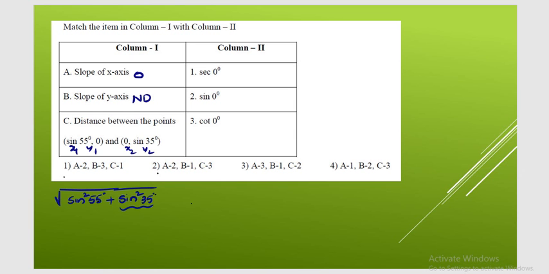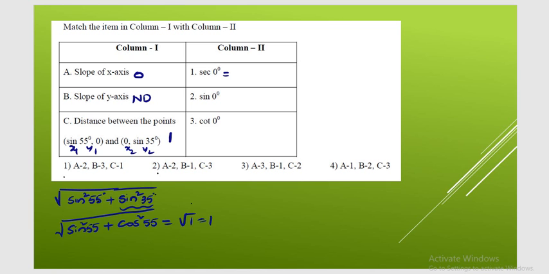So I can replace sine square 35 as cos square 55, no? Because they are complementary angles, so directly I can write sine square 35 as cos square 55. So from this, sine square 55 degrees plus cos square 55 degrees under square root gives me square root of 1, which is equal to 1. That means this distance is 1. But in column 2, what he has given, he did not give the values directly, right? Slope of x-axis is 0, slope of y-axis is not defined, distance between the points is 1.